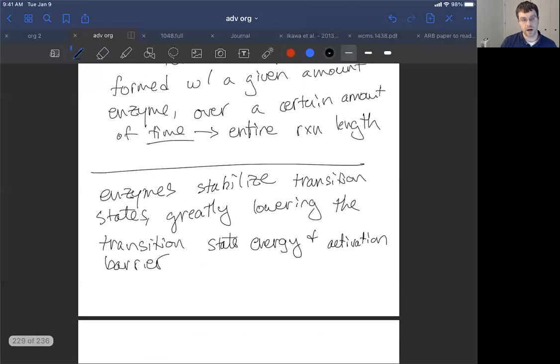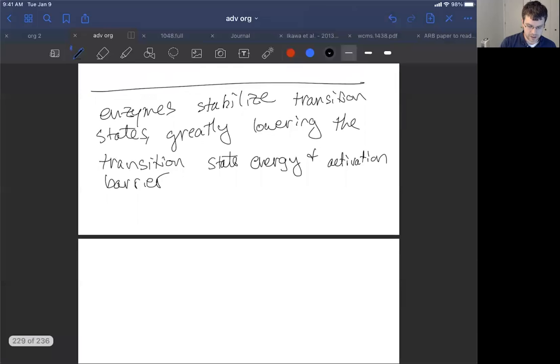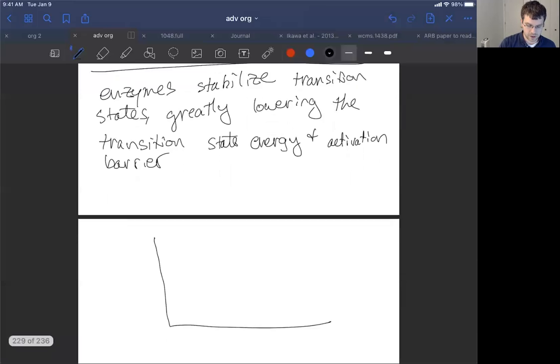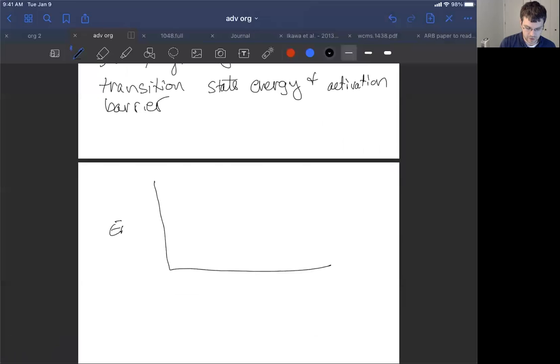So now the energy required to accomplish the reaction is much less, and how likely the reaction is to occur is much greater. The reaction is more likely to occur and it occurs more quickly. What this looks like from an energetic standpoint is if we have a reaction coordinate and an energy, so let's put energy over here, and then reaction coordinate along the x-axis.